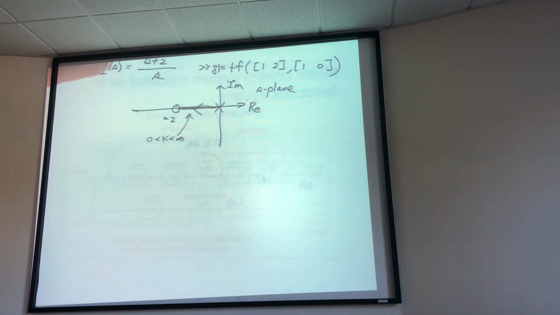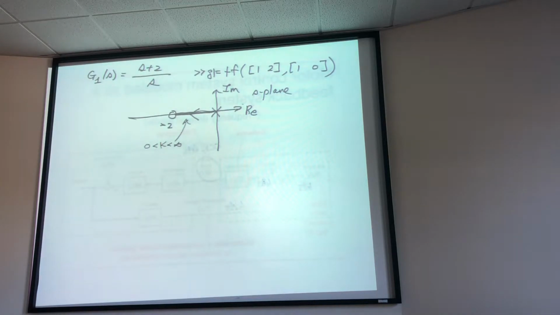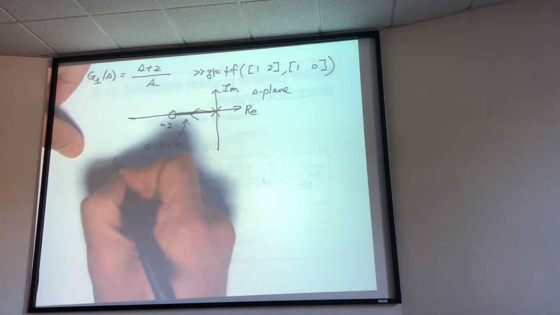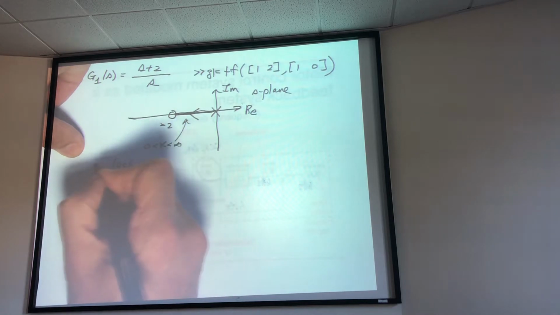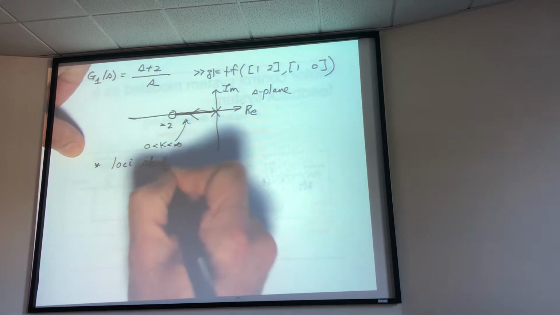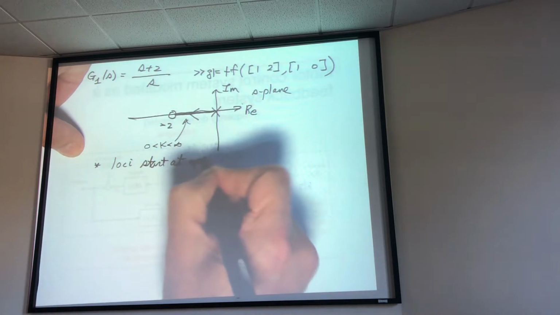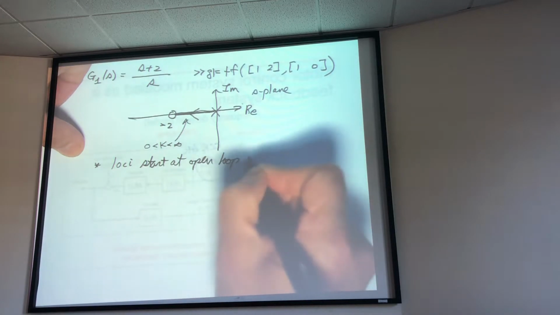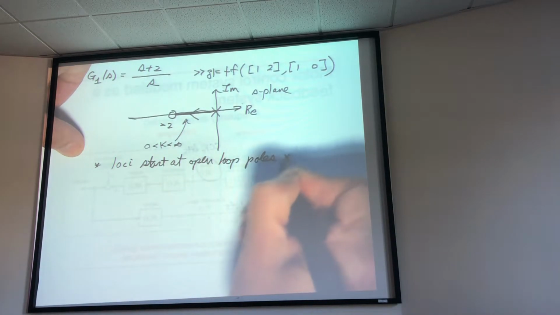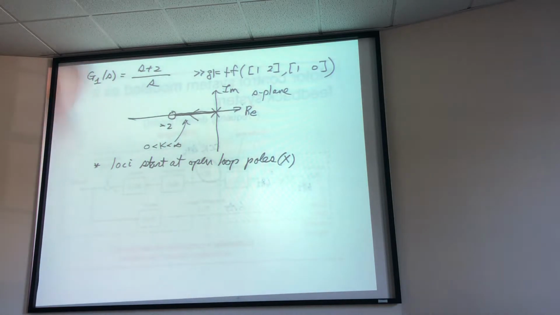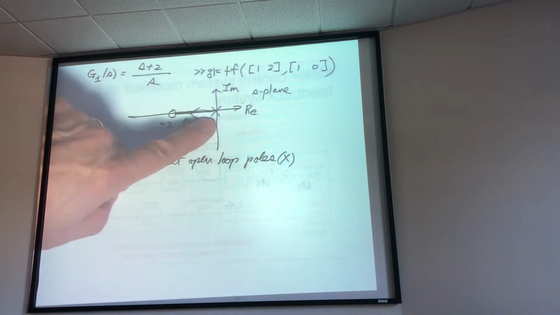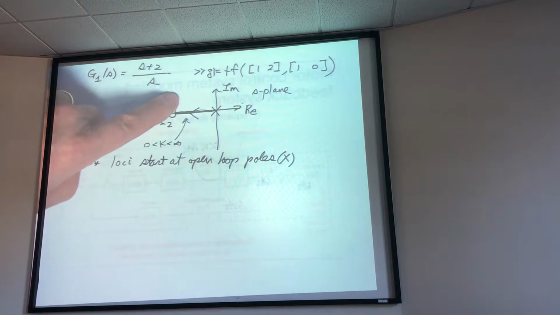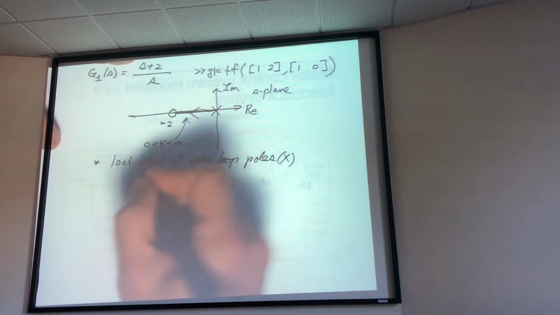And one of the generalizations that we can make here is that the loci start at the open loop poles. See how this branch starts at the open loop pole? And they terminate on the open loop zeros.